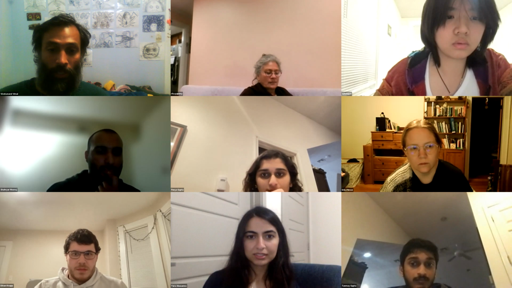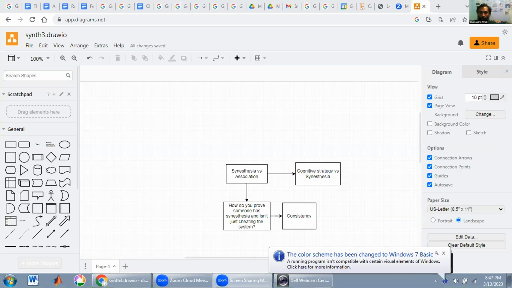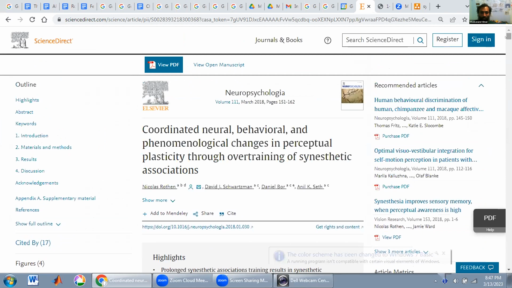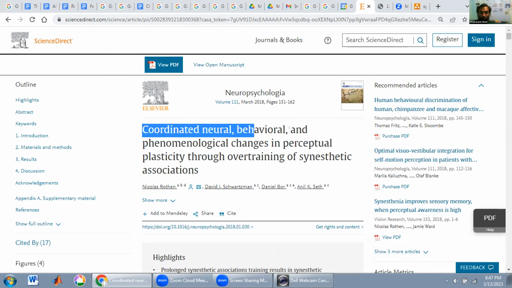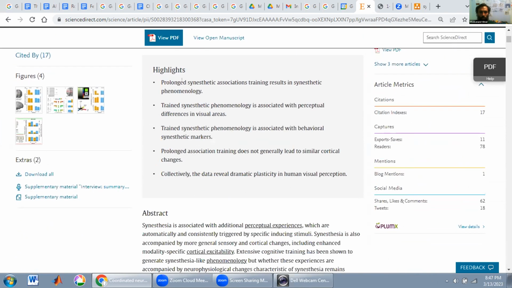Okay, so let me share screen, and I think it fits in with many of the things we've been talking about. My screen, okay, here we go. The paper that I did not read, but just quickly looked through, is this: coordinated neural, behavioral, and phenomenological changes in perceptual plasticity through overtraining of synesthetic association. I'll read their conclusions, and then I'll focus on the training.